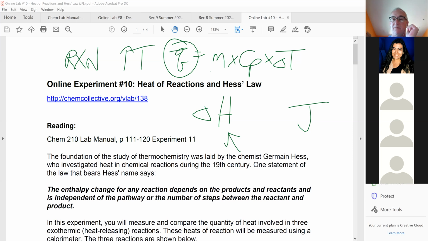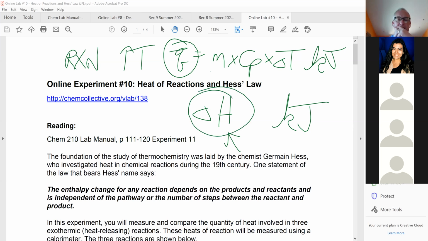Kilojoules? Well, Q can be in kilojoules too. Kilojoules just means a lot of joules, right? So they both can be in kilojoules or joules or calories for that matter. But there's something specific about delta H. When we refer to delta H, it means something slightly different. If it's exothermic or endothermic? Nope, that just says whether the sign is going to be positive or negative, and Q can be positive or negative too.